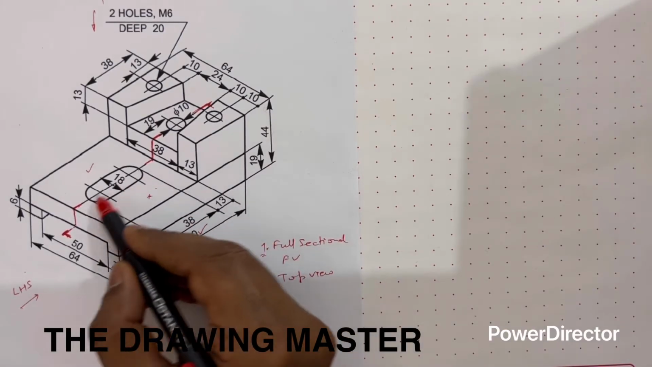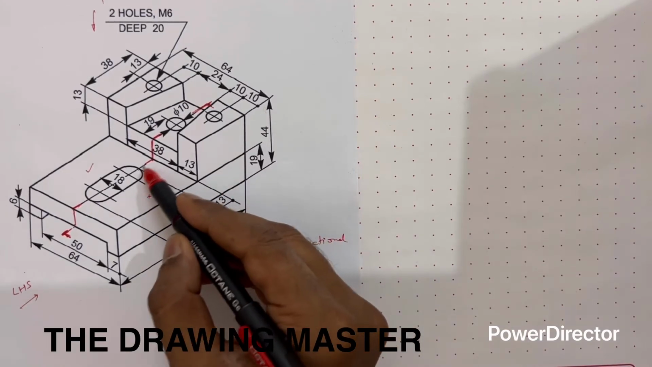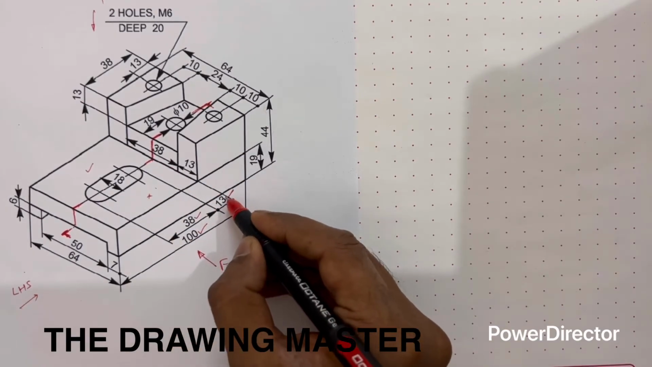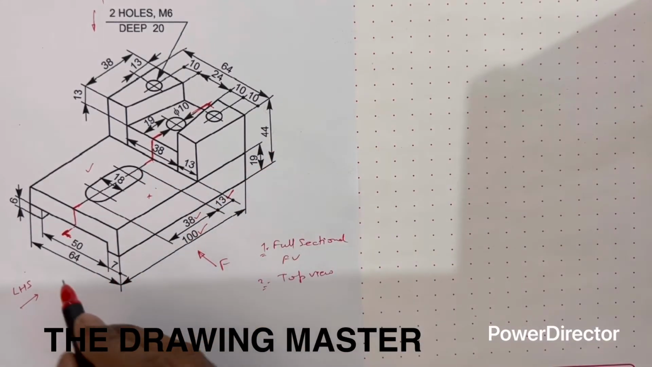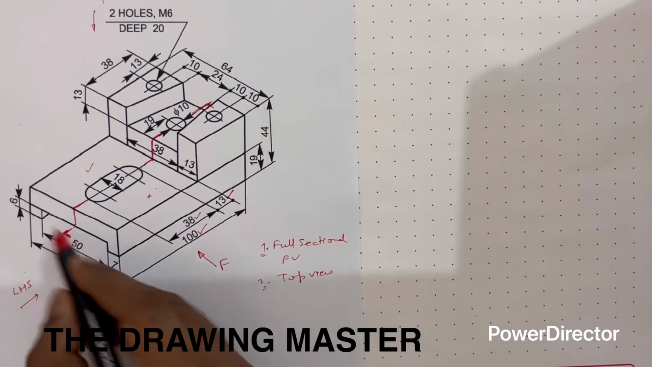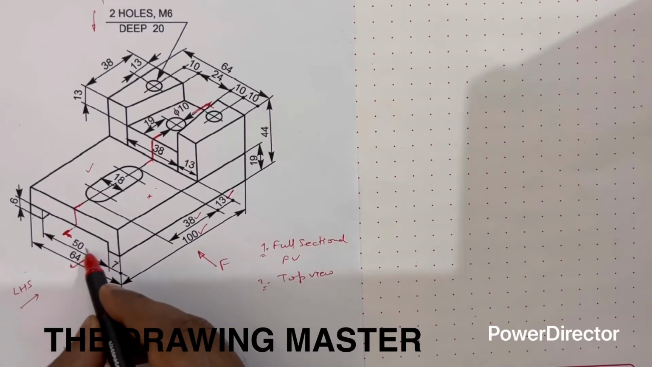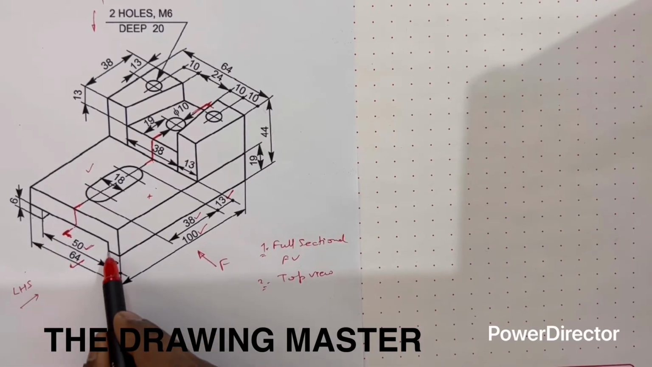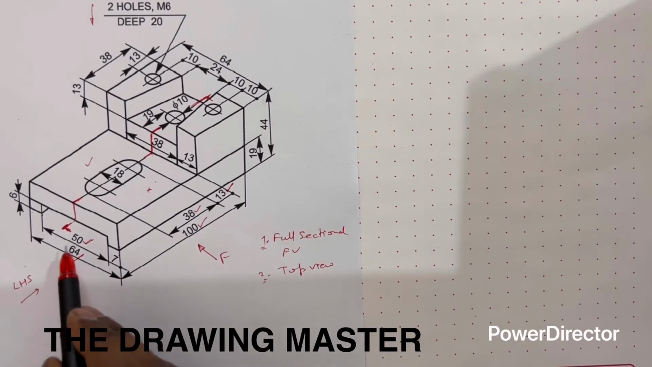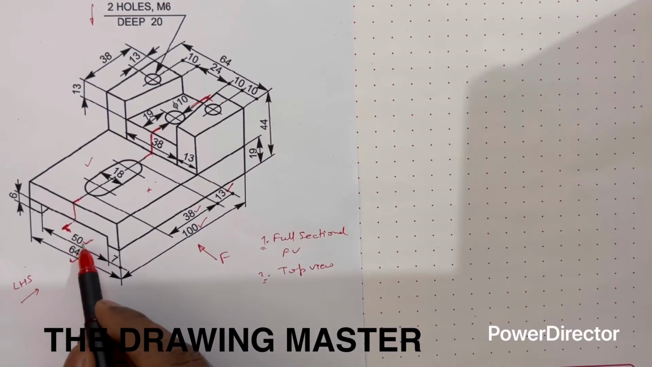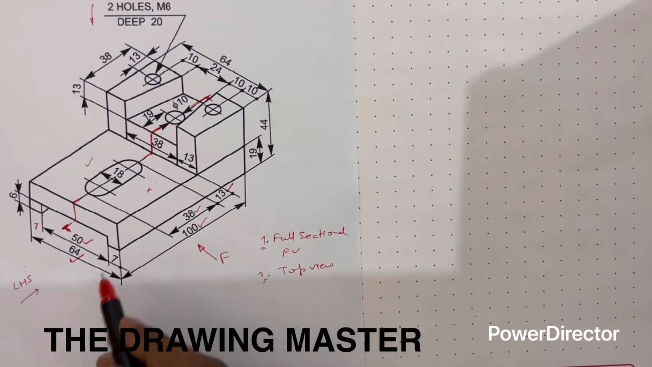38 is the dimension of this hole, right? This margin is 13 mm, meaning at 13 mm this hole will start. Now 64 is the width of this object. 50 mm is for this slot. From here to here it is 50 mm. So this is an over dimension basically. 64 minus 50, the remaining is 14. So it is understood that both the sides will be 7 and 7.